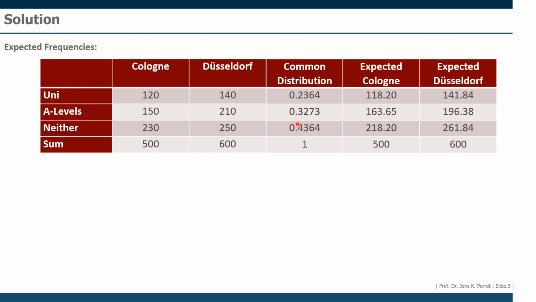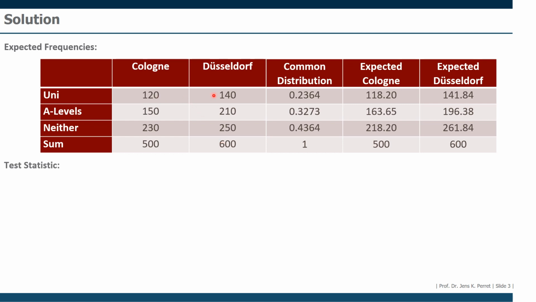I'm going to do this, as I did for Cologne, similarly for Düsseldorf. I'm just going to multiply all three values with 600, yielding these values for Düsseldorf. If I want to know whether I did this correctly, I can add the sum of the expected values for Cologne and the sum of the expected values for Düsseldorf, because in the end, I have to get exactly the same results here as I got here. Once I have checked that I did this correctly, I can start calculating my chi-square test statistic.